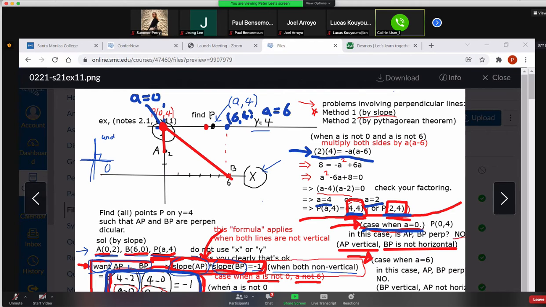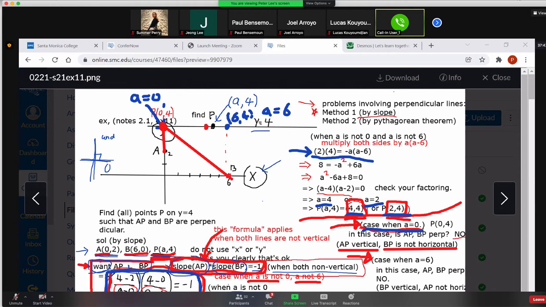Everybody get this? When the point is 0, 4, a point on the line y equals 4, the question is: are AP and BP perpendicular? No. The reason why you have to check this separately is because the theorem that the product of the 2 slopes is equal to -1 does not apply here.